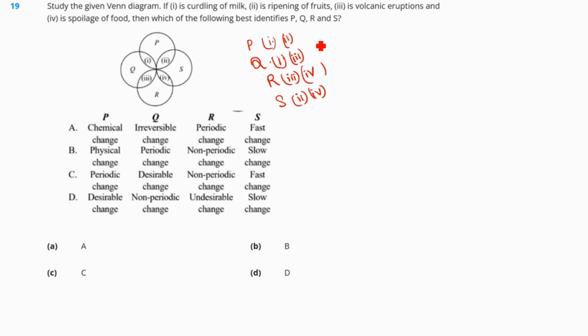So these are undesirable. S is 2 and 4. 2 is ripening of fruit and 4 is spoilage of food. Ripening of fruit and spoilage of food, both are chemical processes and slow changes. So our correct answer should be option number D.